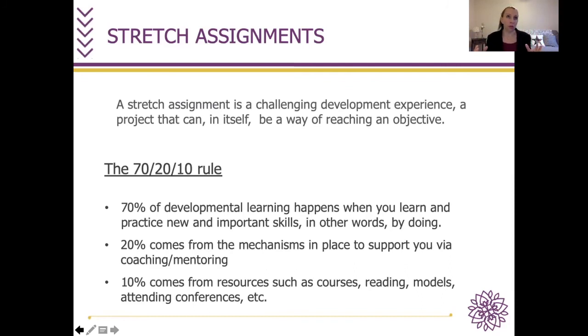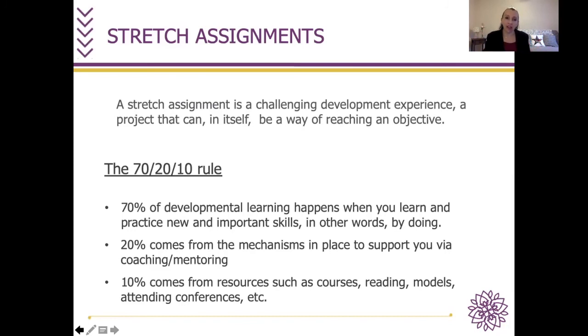So when you think about a stretch assignment, you need to think about an objective and go a little bit deeper. So we said that each person should have an average of 3 to 6 objectives. So what you want to do, you want to take one of these objectives and go a little bit deeper and make it a little bit more stretching.